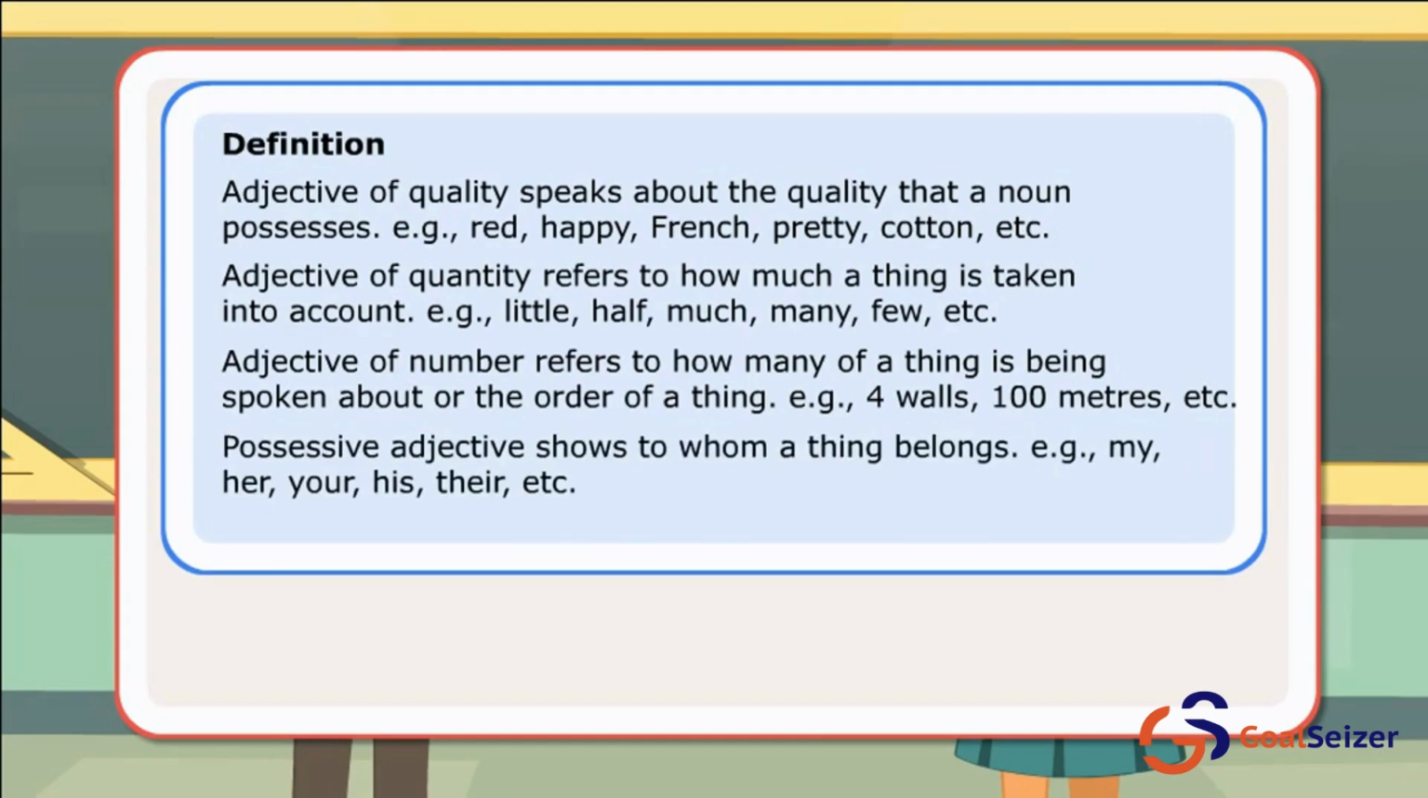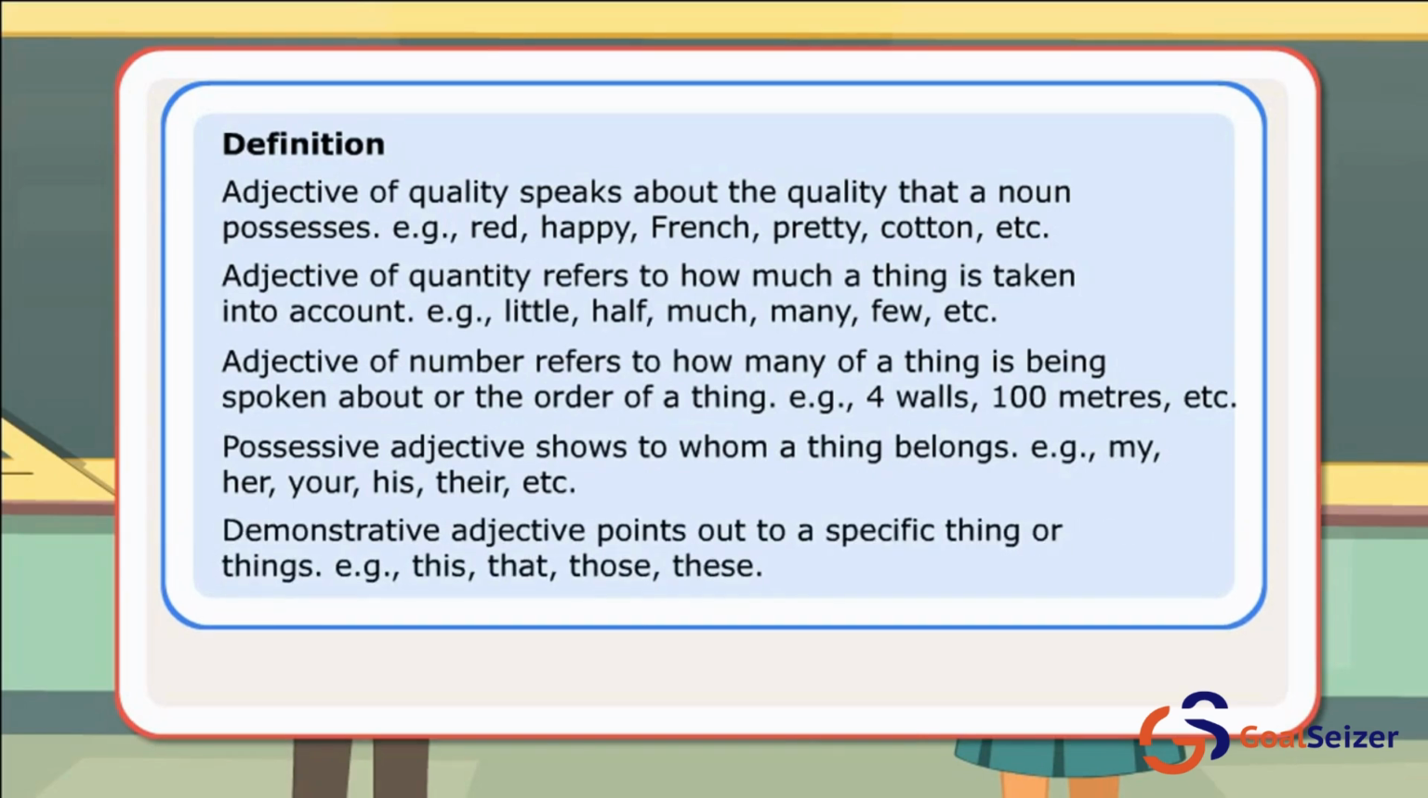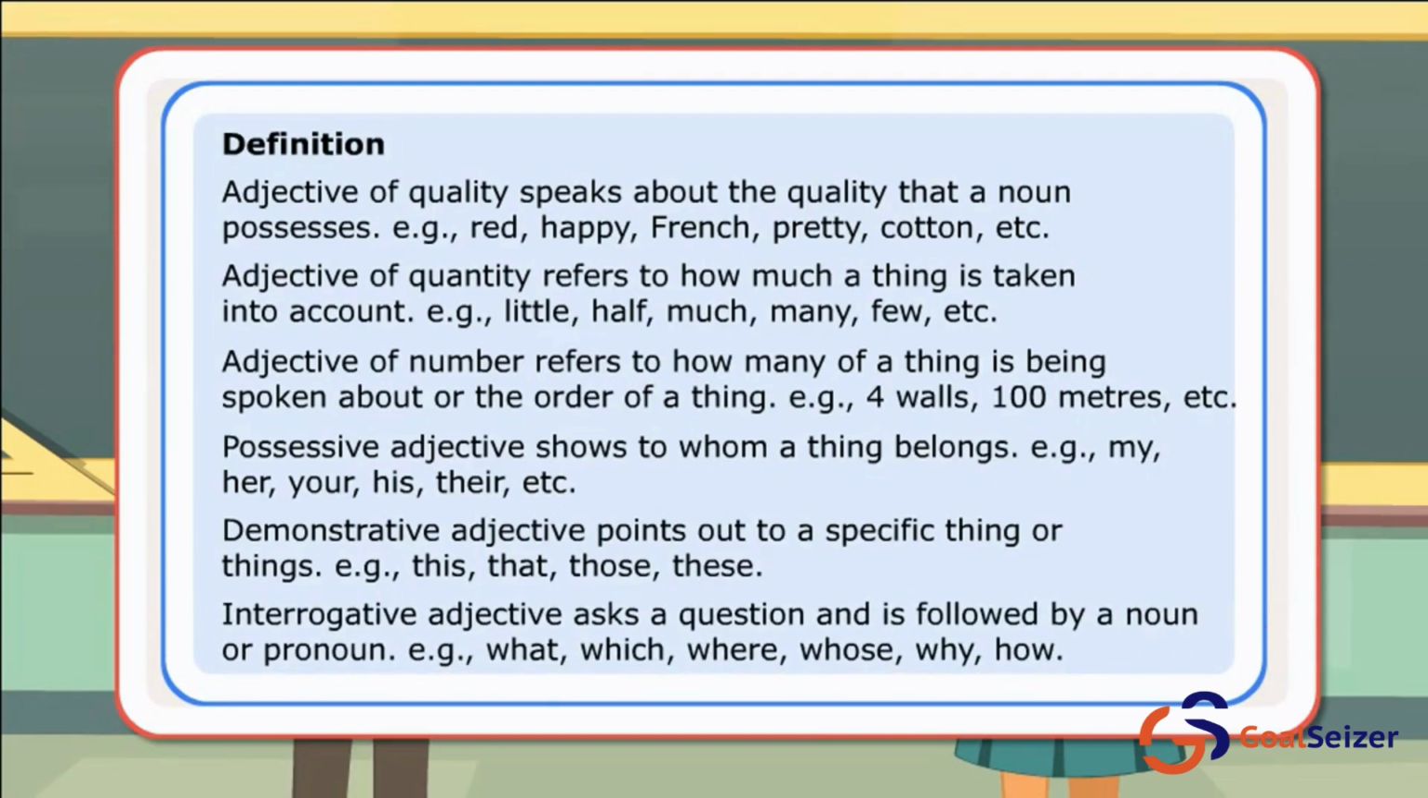Possessive adjective shows to whom a thing belongs. Demonstrative adjective points out a specific thing or things. Interrogative adjective asks a question and is followed by a noun or pronoun. Let us look at a few sentences.